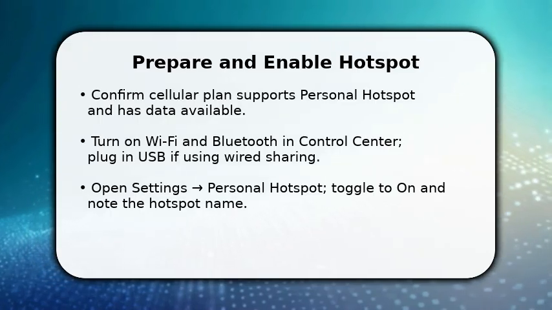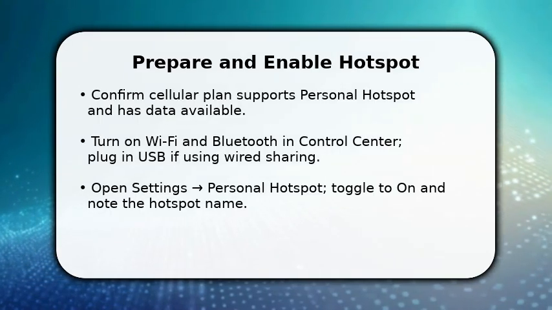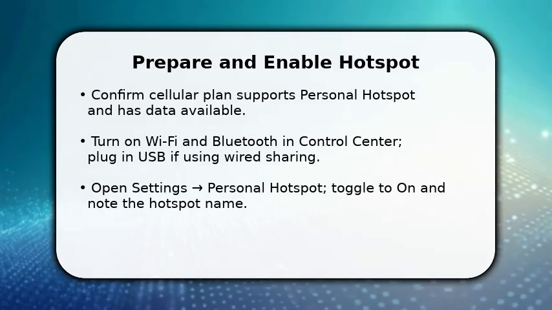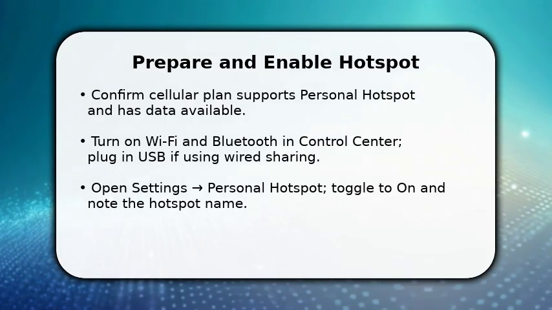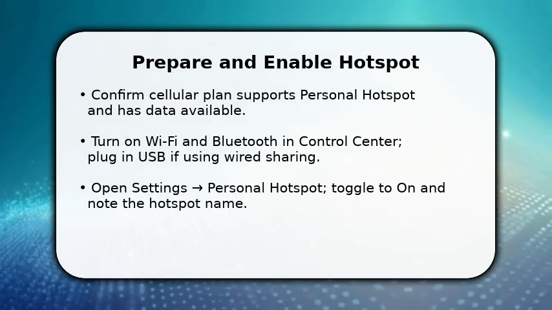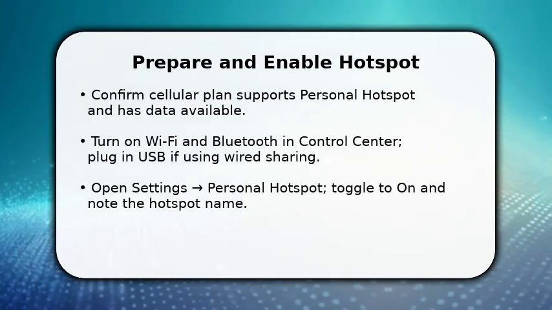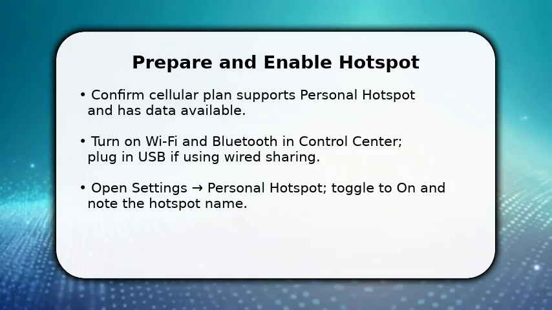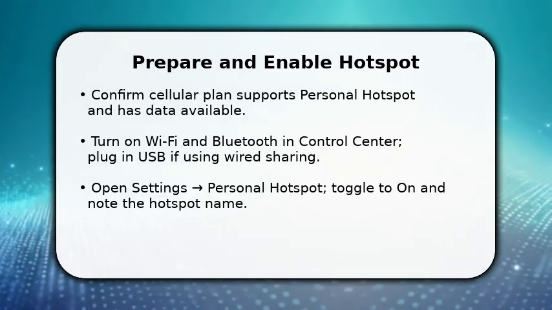Open Settings, go straight to Personal Hotspot and toggle it on. This begins broadcasting. Once done, glance at the hotspot name shown there. It's the network other devices will see. Make sure airplane mode is off and cellular signal is adequate before moving on.